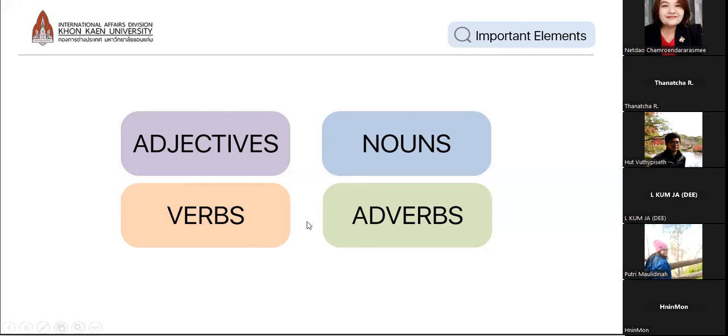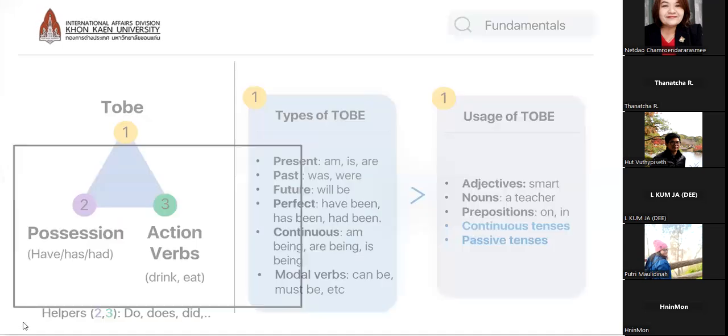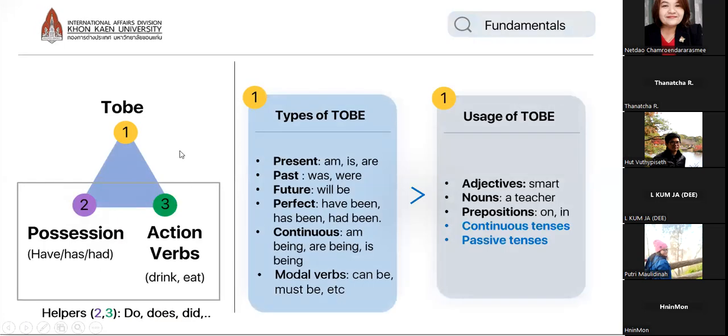And then we have adjectives as well, and adverbs, but I will tell you just the basics here. When you learn English, this is the triangle that you need to understand. The first angle here is "to be." Every tense has this triangle. For example, let's start with "to be." You need to understand the types of "to be": for present, am, is, are; for past, was, were; for future, will be; perfect, have been, and so on.